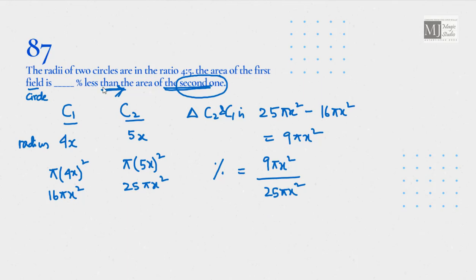Why? Because after 'than', the variable is the area of the second one. That means while comparing, in the denominator we should have area of the second one, into 100. Pi x square, 4. 36%.